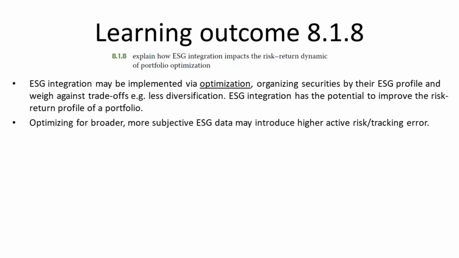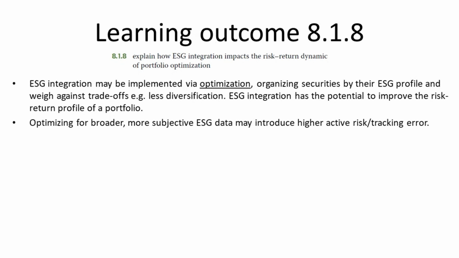Okay, number 8. ESG integration may be implemented via optimization, so organizing securities by the ESG profile and weighing against trade-offs, for example, less diversification. ESG integration has the potential to improve the risk-return profile of a portfolio. And then optimizing for broader, more subjective ESG data may introduce high active risk or tracking error.